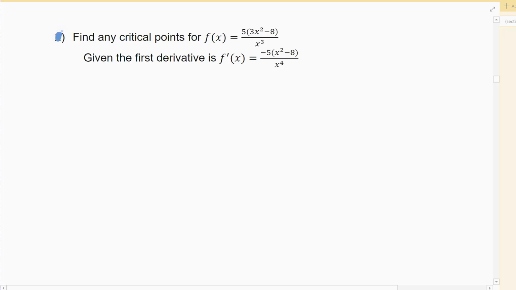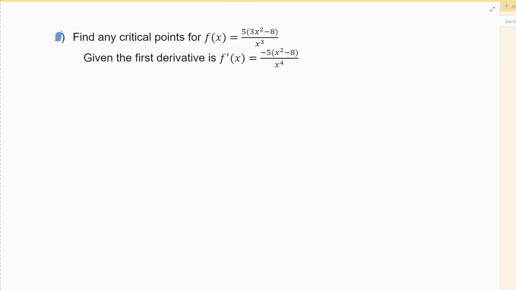So the next example is a simple rational function. Again, I have a polynomial divided by a simple polynomial. I've got f of x is 5 times 3x squared minus 8, divided by x cubed. And I gave you the derivative, although you should be able to find it, because it's simplifying. I wanted to get more to how you find critical values. So I've given you the derivative. The derivative is negative 5 times x squared minus 8, divided by x to the 4th.